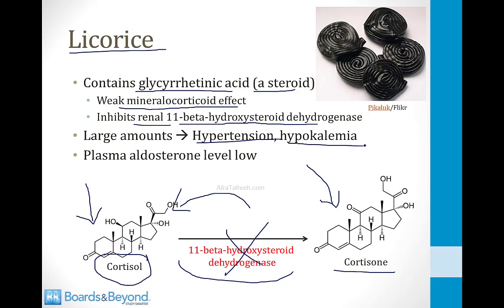If you do a workup in patients like this, you will find that their plasma aldosterone level is low, even though they appear to have a hyperaldosterone syndrome, and that's because their syndrome is not from high levels of aldosterone, it's from eating too much licorice.